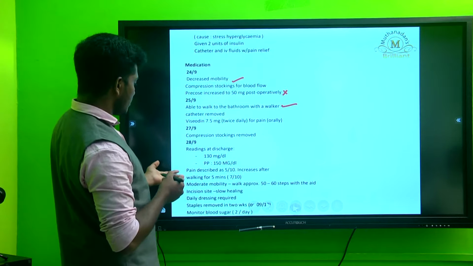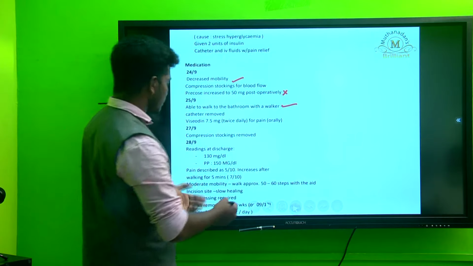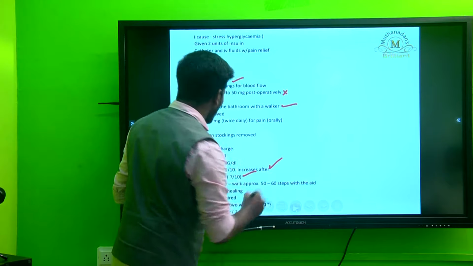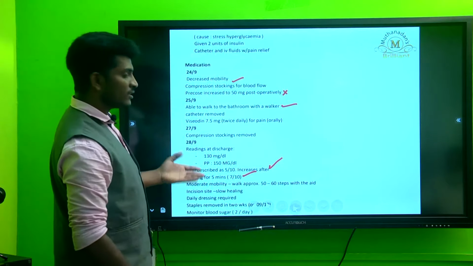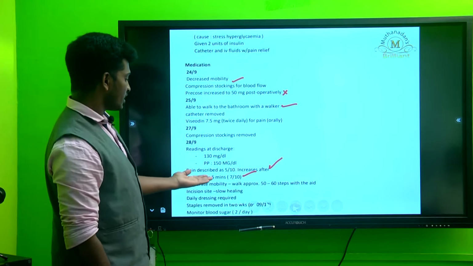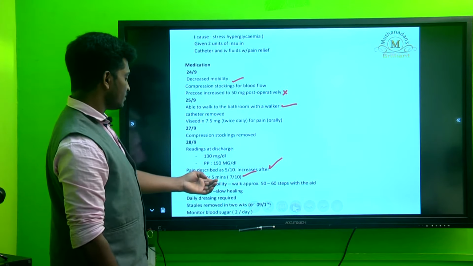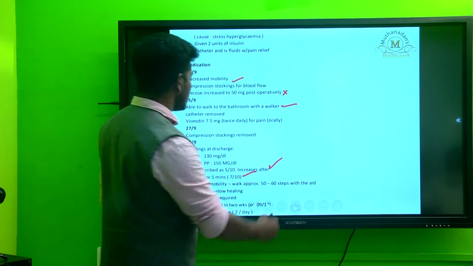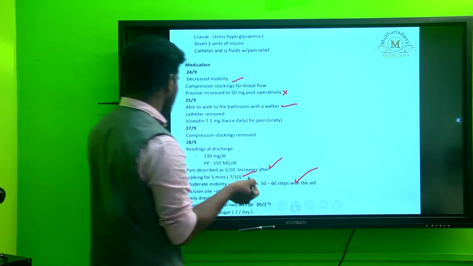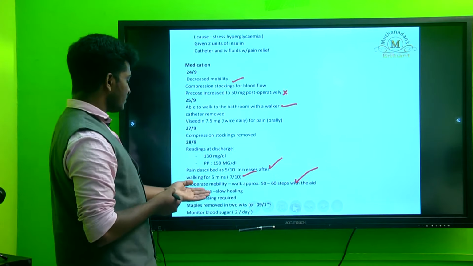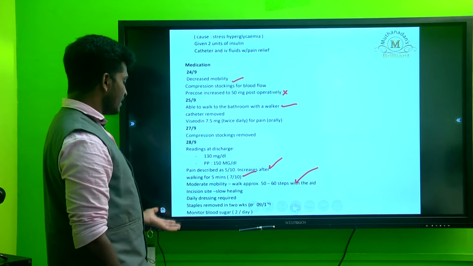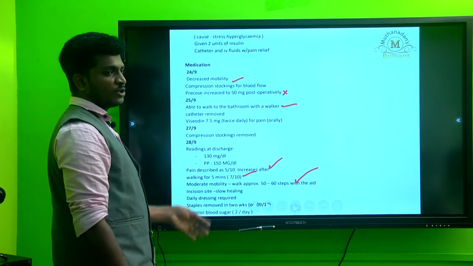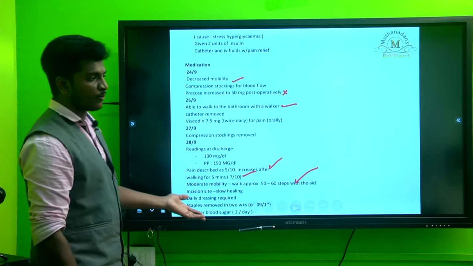Readings at discharge, pain described as 5/10, increases after walking for 5 minutes. This is important. Both case notes are important because this explains her limitations. How far she can walk. She can walk only for 5 minutes, not more than that. And moderate mobility, walk approximately 50 to 60 steps. This is also important. Incision site, slow healing, it's not required. Daily dressing, not required. Staples, not required. Monitor blood sugar, it's not a work of occupational therapist, so it is not required.